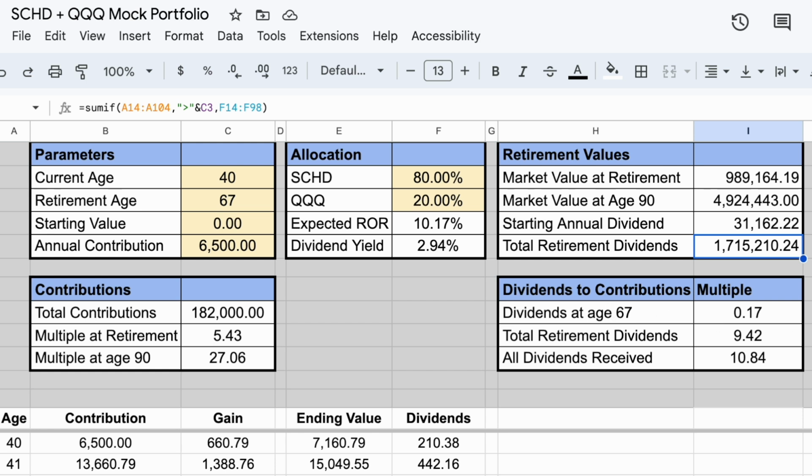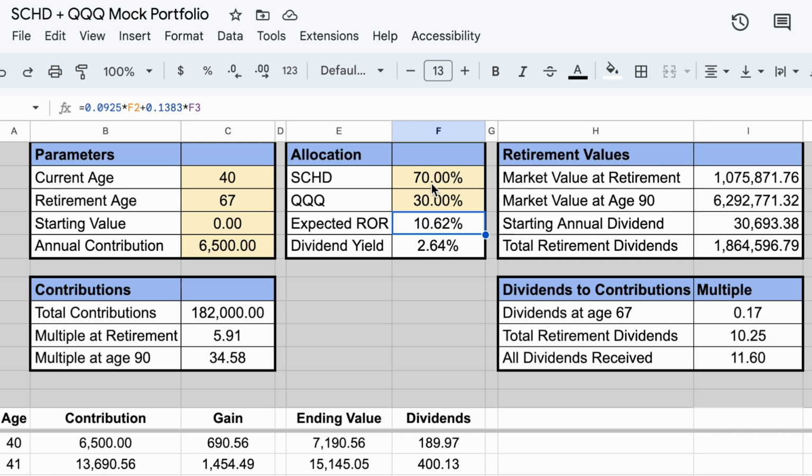You can also play around with changing the allocation between SCHD and QQQ to see how that changes the final outcome. If you're younger, you may benefit from more exposure to QQQ than SCHD, that will give you a higher overall return with slightly less dividend income. The calculator assumes that you stick to the chosen allocation.